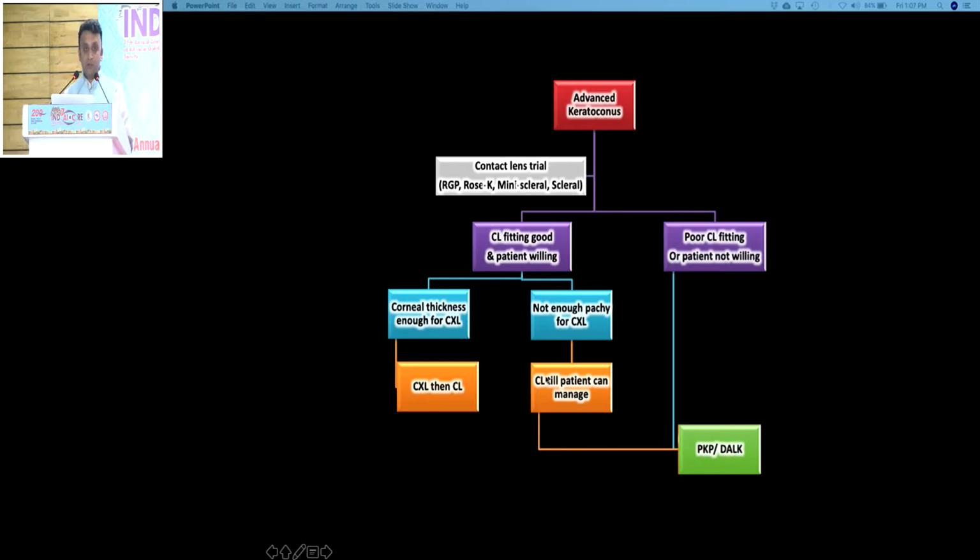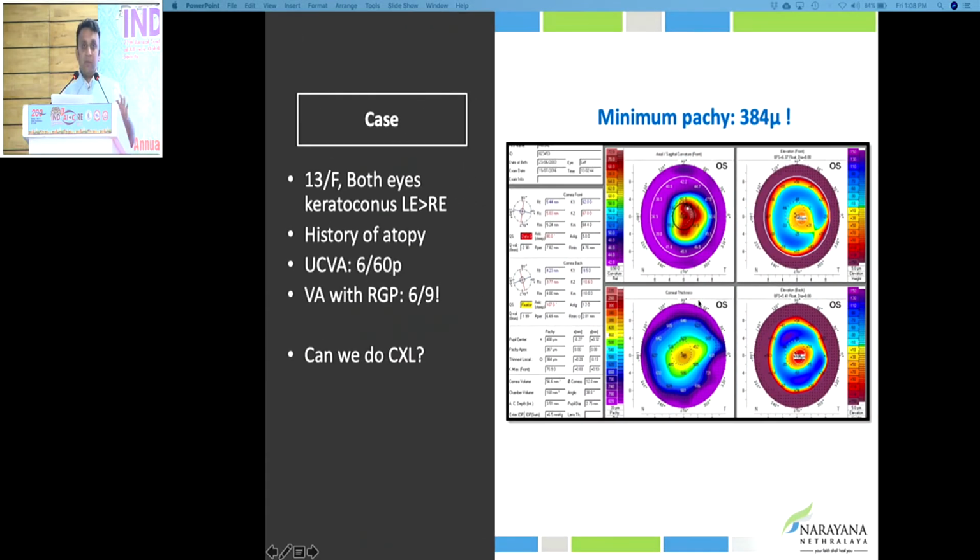But if the pachymetry is not good, then Abhishek showed us that you can still give them a contact lens and wait for corneal transplant for a long time. But if the fitting of the contact lens is not good or the patient is not willing, we can go ahead with corneal transplant. So I'll keep my talk more case-based.